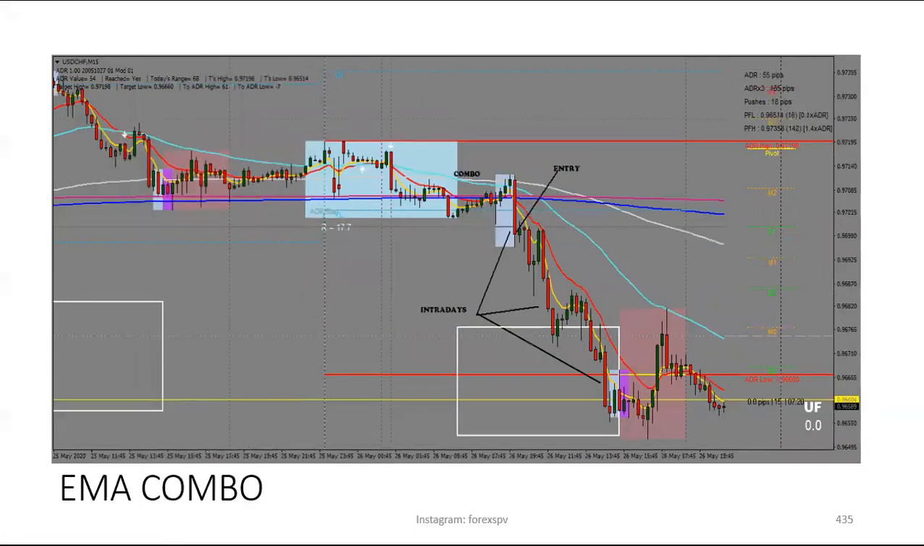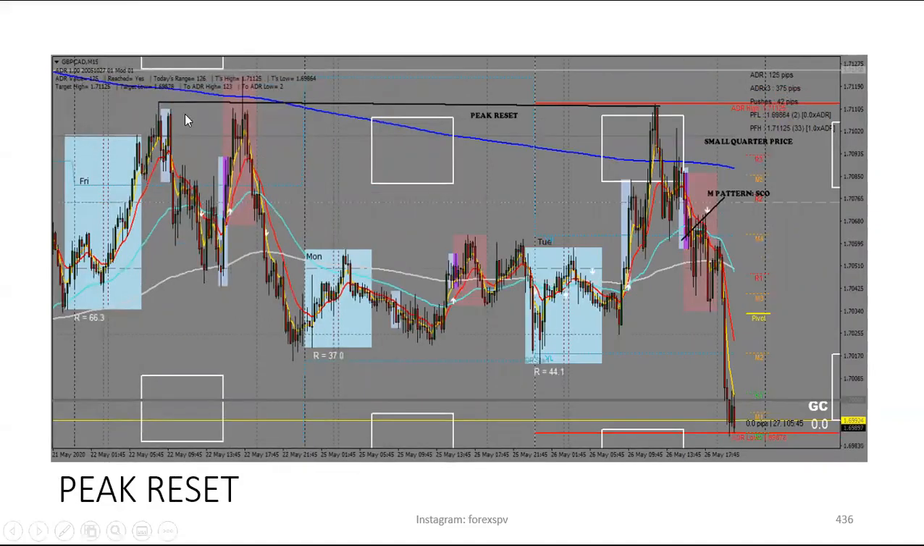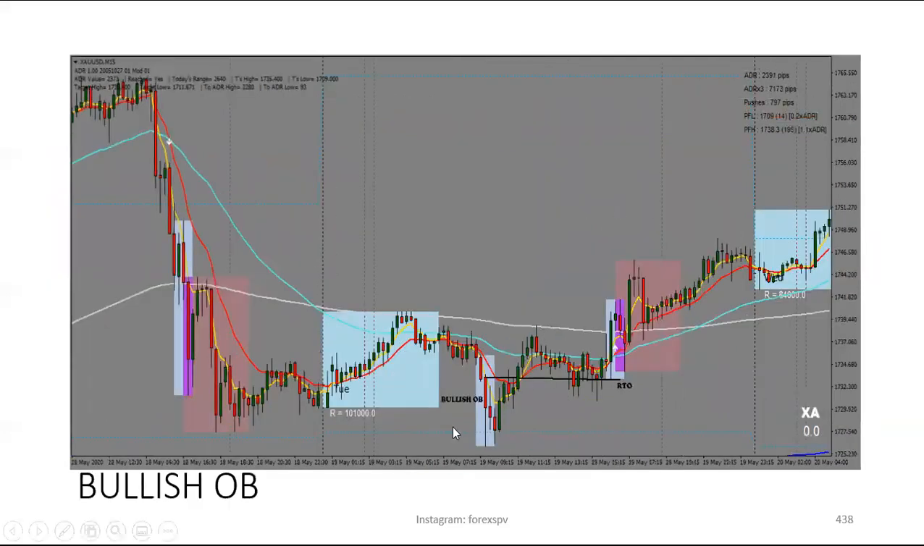We also have, this is Emma combo trade. And here we had a peak reset around the 800 EMA. So peak reset trade. And we also had a peak reset on EURGBP with an ID50, a 50-50 bounce trade. And we have other trades like here we had a bullish order block and price came to this, formed a pattern again, we had a continuation up.